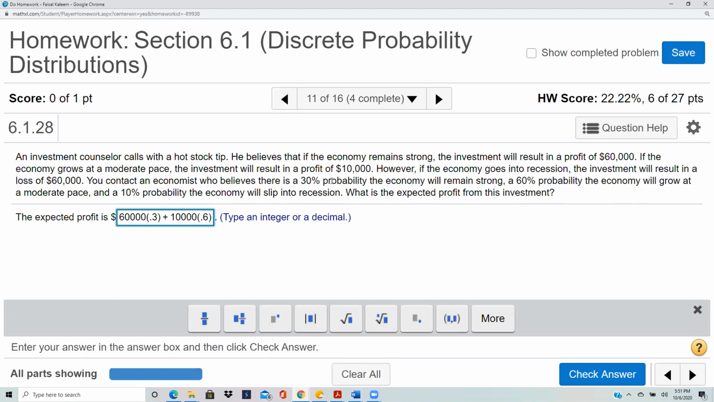And then we have a loss. A loss is 60,000, so that will be subtracted. The probability of that loss is, it happens when there's a recession, and you have 10% probability of recession, so 0.1. And then you compute what this is. This will be 18,000 plus 6,000, so 24,000, and minus 6,000. So that will be 18,000 total.